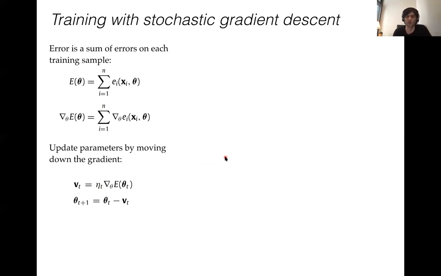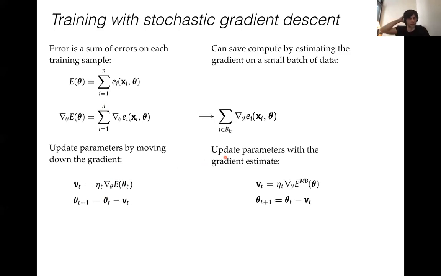So what people have done for a long time is to save compute resources by approximating the gradient on a small batch of data. So this might be order 100 samples instead of 1 million, and then update the parameters according to that estimate of the gradient on that batch, or it's often called a mini batch. So MB stands for mini batch. And so it's useful to keep in mind.